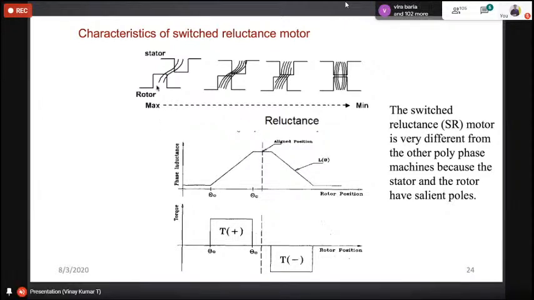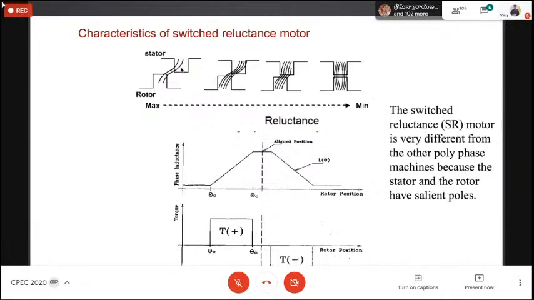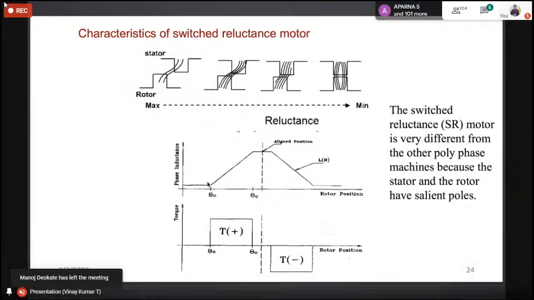Once the rotor pole is moving towards the stator pole, what is happening? Flux linkage increases. If flux linkage increases, automatically inductance also increases. Once the rotor pole is aligned with the stator pole, what is happening? That is the minimum reluctance position. If reluctance is minimum, inductance becomes maximum. If inductance is maximum, there is no further change in the inductance. Inductance becomes constant. Next, after completion of this cycle, take one more assumption.